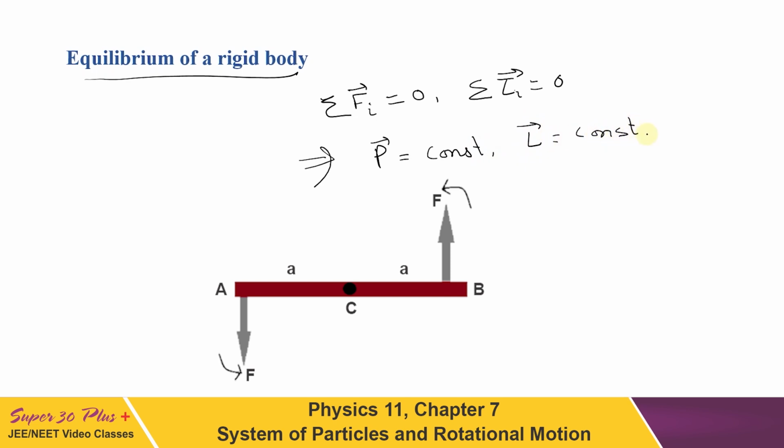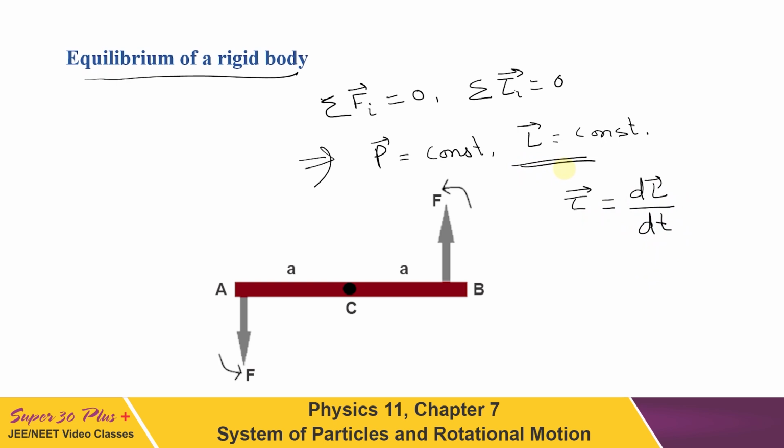Angular momentum we haven't used earlier, it can be written in the same manner as we relate force and linear momentum. So here this torque can be written as dL by dt, and if torque is 0, of course dL by dt will be 0. So we can write angular momentum to be conserved, that is constant. Before and after the event it will have the same value.